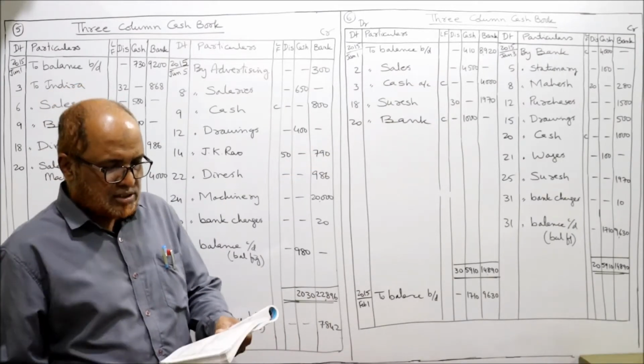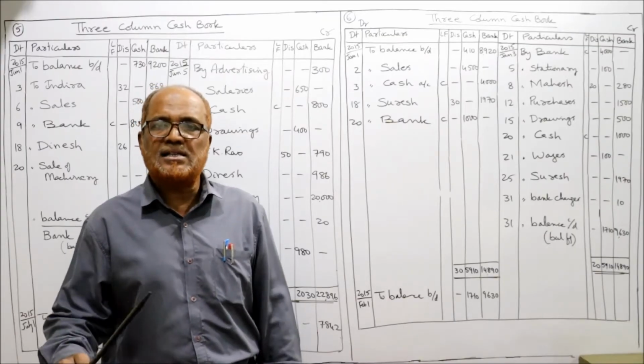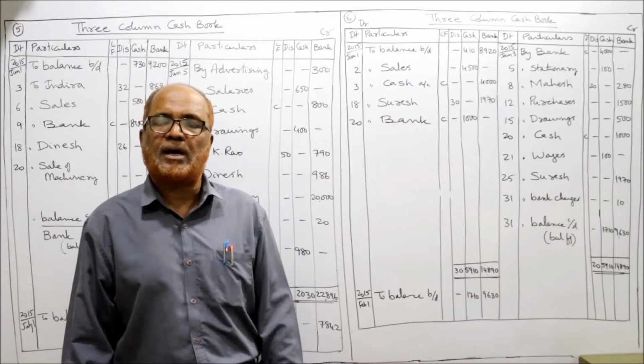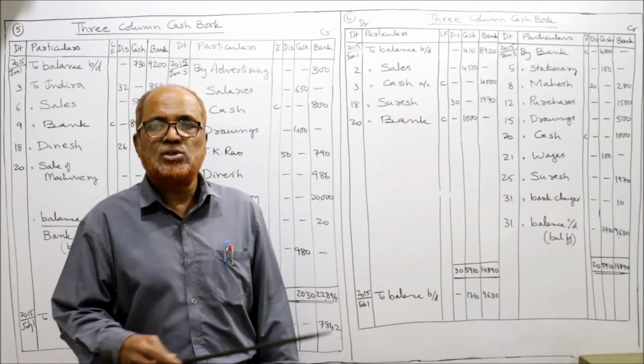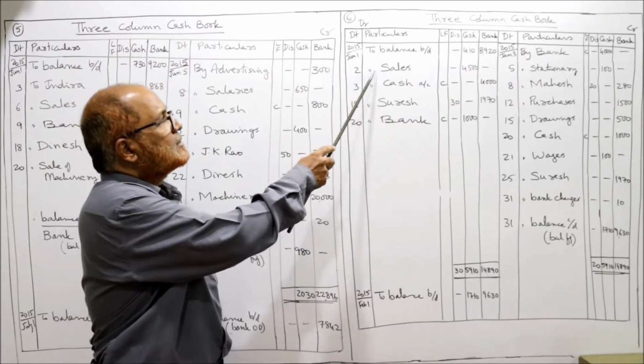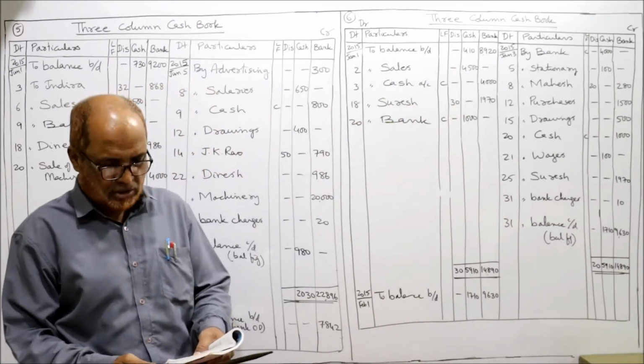Now what are the transactions? 2nd January, cash sales. Cash sales means goods sold for cash. When goods are sold for cash, cash is received. So debit side, to sales, cash column 4,500.